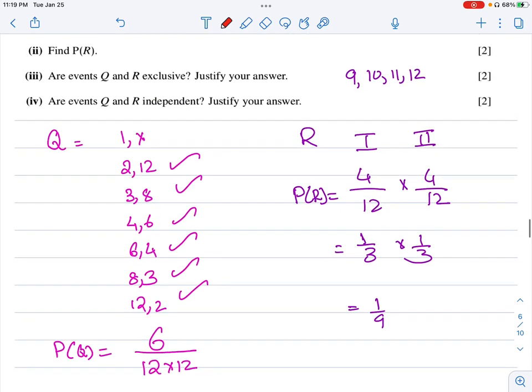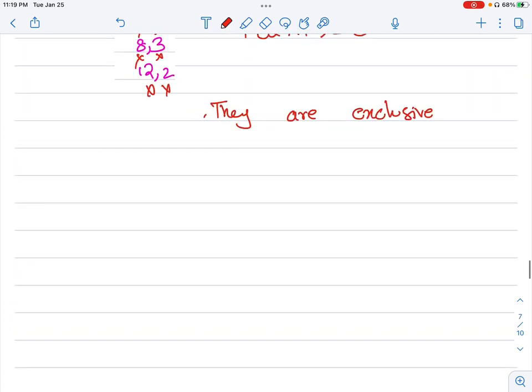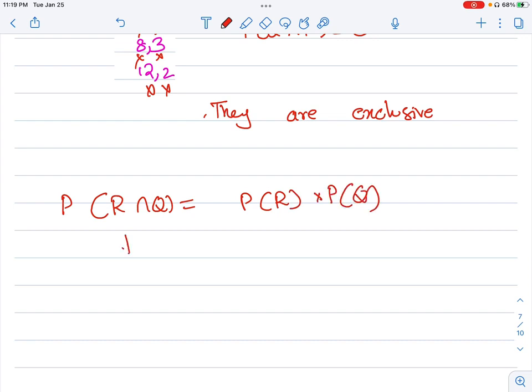Now, are they independent? Justify your answer. For independent, the probability of R intersection Q should be equal to the probability of R times the probability of Q. The intersection is equal to 0, but the probability of R is 1 upon 9, and this is 6 upon 144. The product can never be equal to 0, so therefore they are not independent.